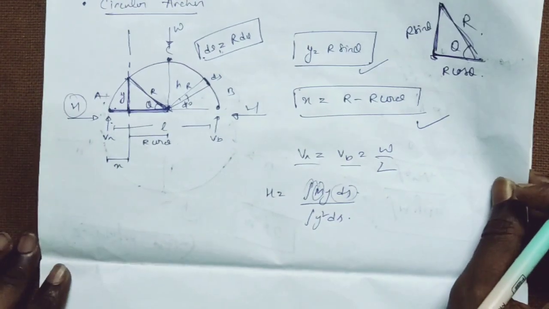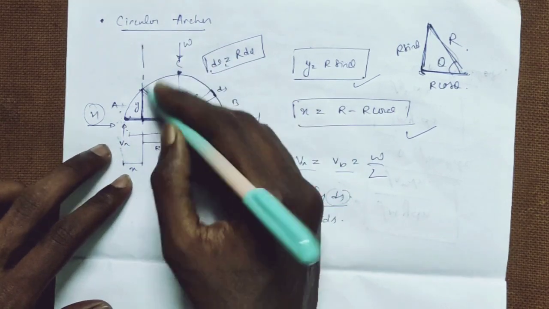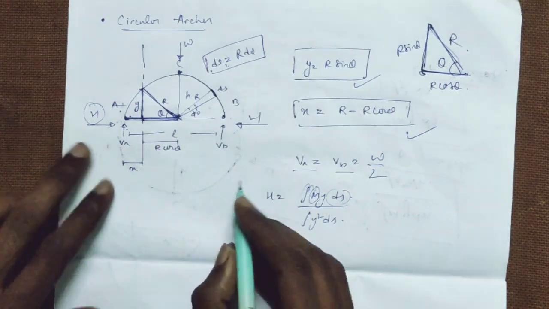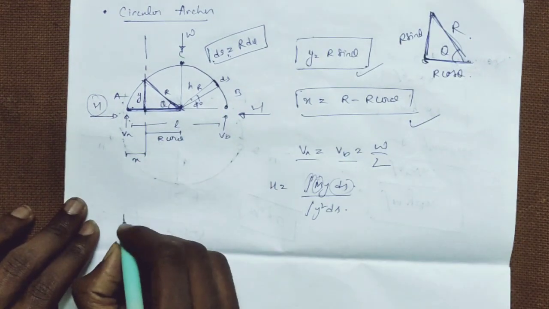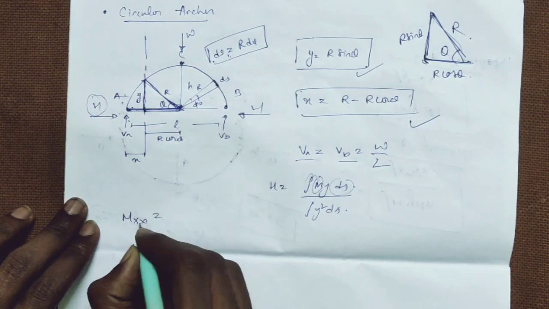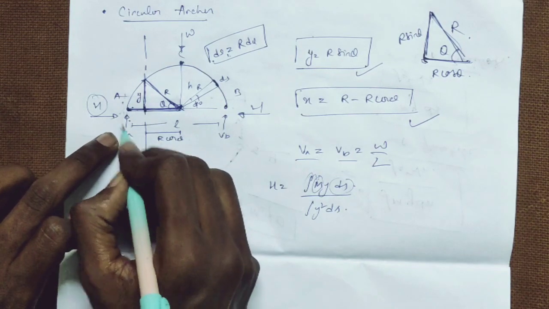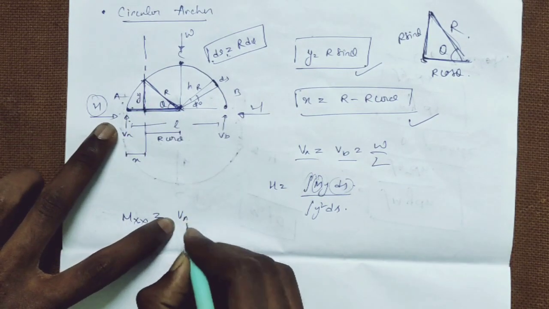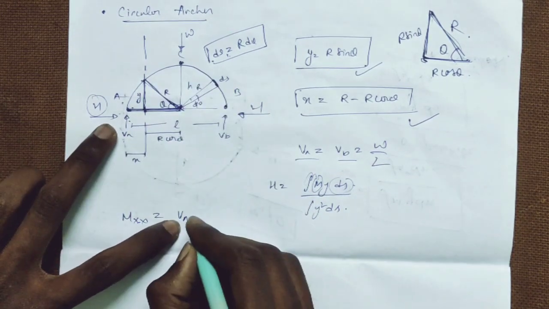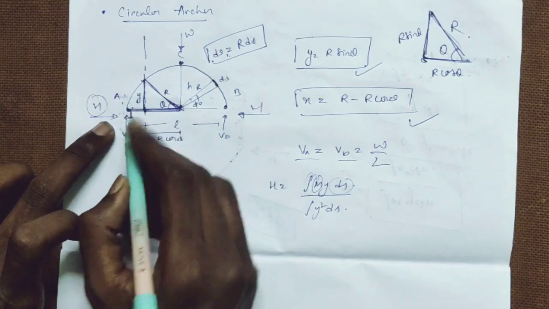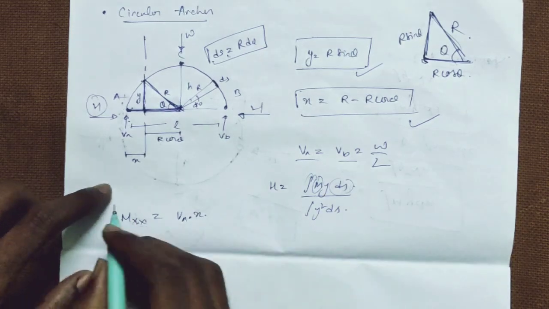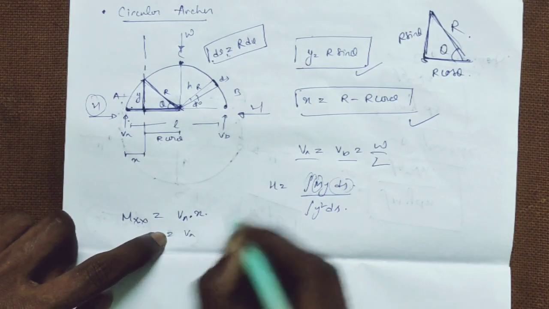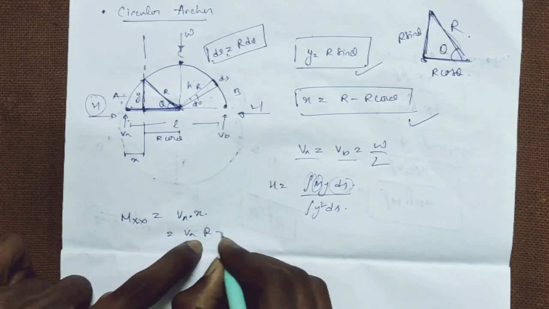So we'll consider this section and find M. M at section xx is equal to VA into this x. So what is x? We have written r minus r cos theta.